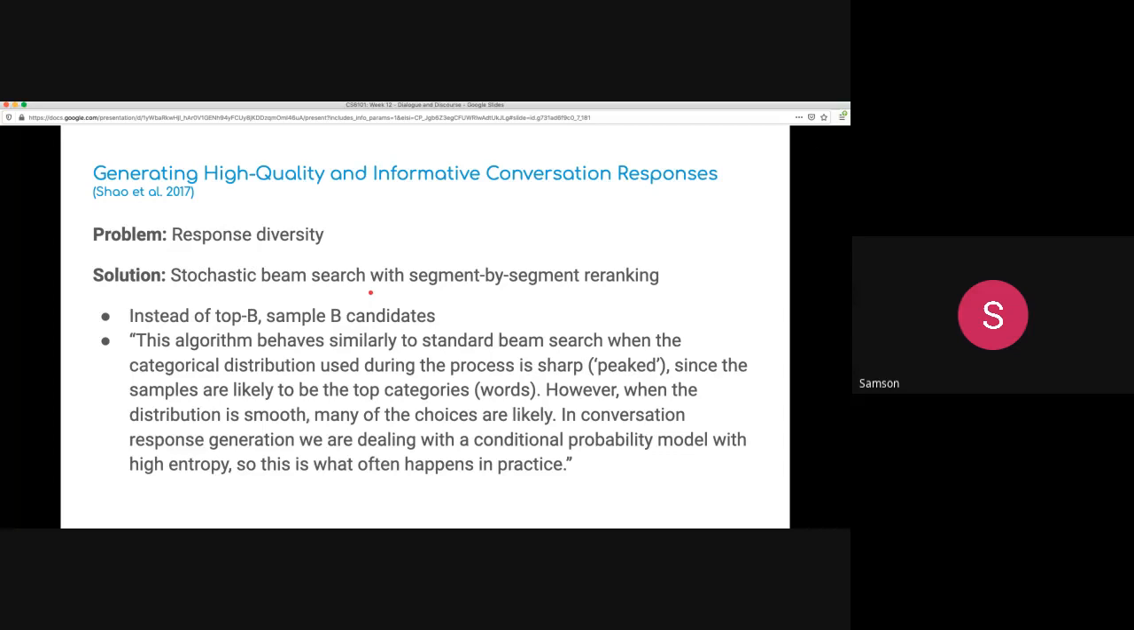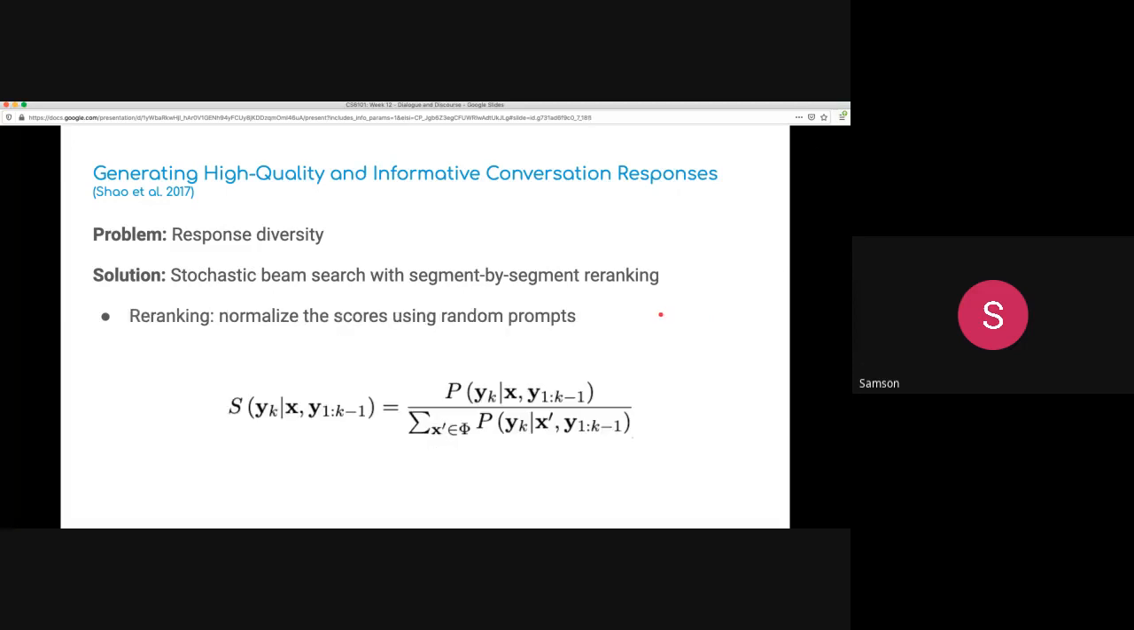Then they do this thing called segment by segment re-ranking as well. I'm not so sure what this is doing. I didn't really understand what they were doing with this normalizing. They call it re-ranking, but then they say they normalize by using random access. Maybe we can discuss this.